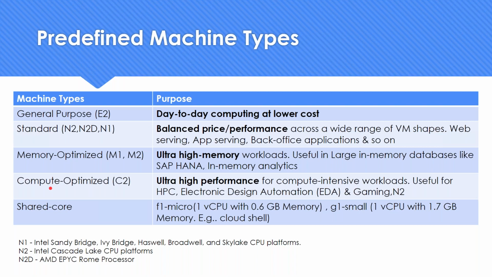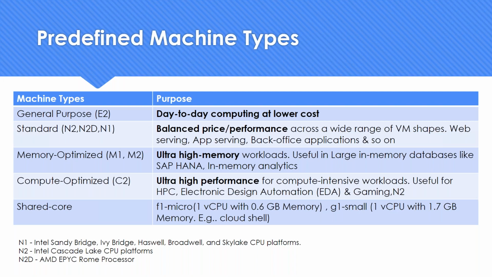The last one is compute optimized. If you work for a broadcast agency or a computer graphics organization where you're going to do 3D rendering, all those kind of things, you need better CPUs, vCPUs. That's where you will use compute optimized. Any kind of gaming will definitely require 3D rendering, so it's going to be really helpful.